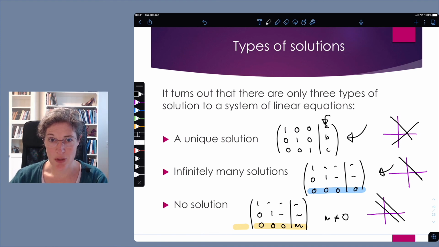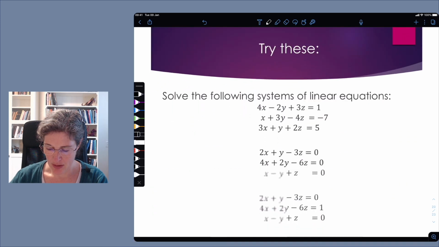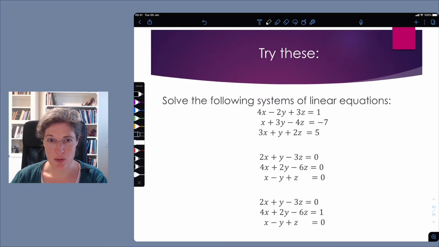Okay, so to practice your intuition, there are three 3x3 systems for you to work with. I will put the full worked solutions in the final version of these notes, but give it a try.